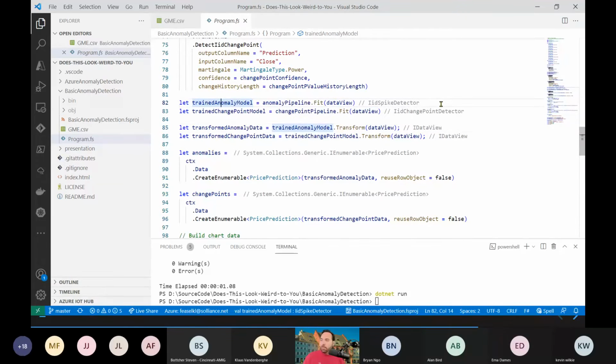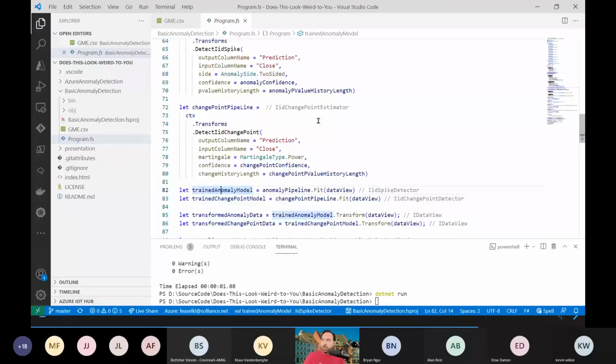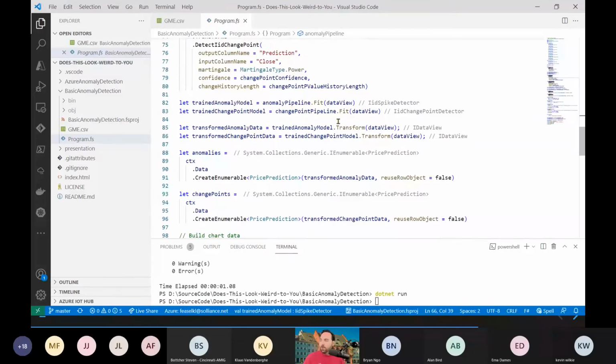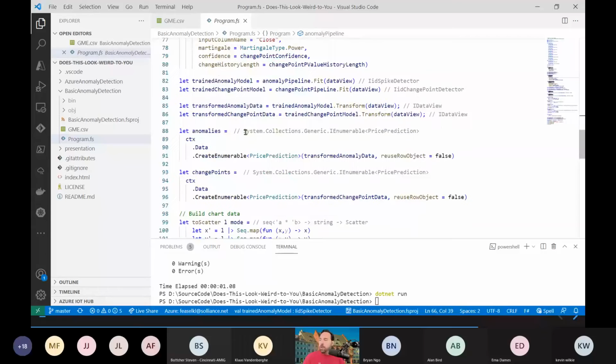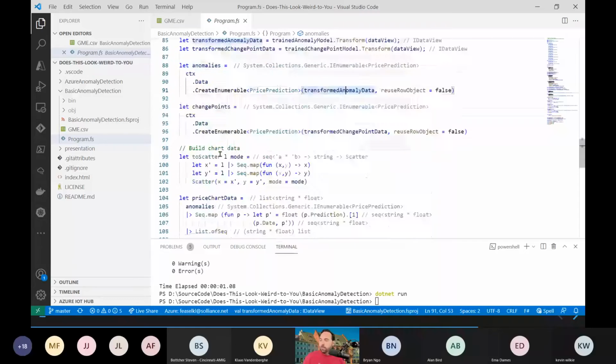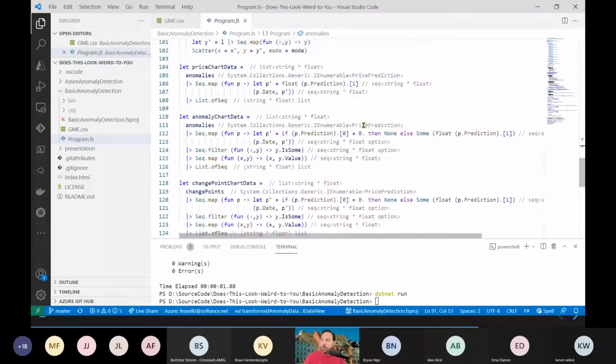So I have this trained anomaly model that's expecting certain inputs. It's expecting an input called close, and it's going to give us an output called prediction. So we're reshaping this data to fit what we need. We're going to generate anomalies of the type price prediction based off of that transformed anomaly data, and do the same for change point. And then down here, the rest of this code.